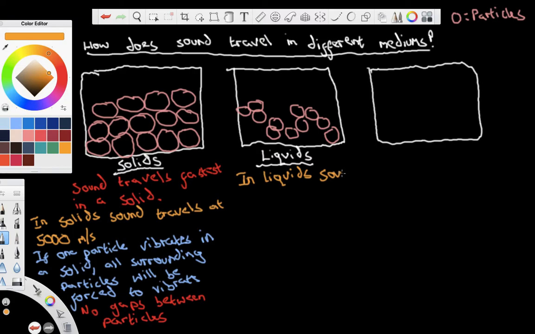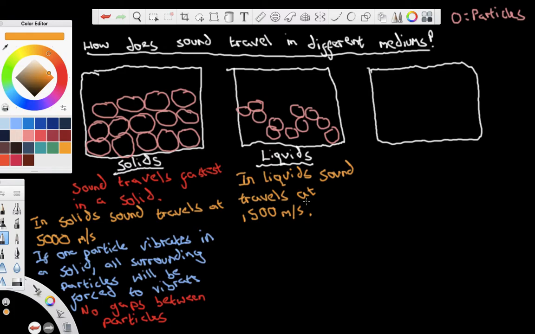So in liquids, sound travels at 1,500 meters per second. Okay?